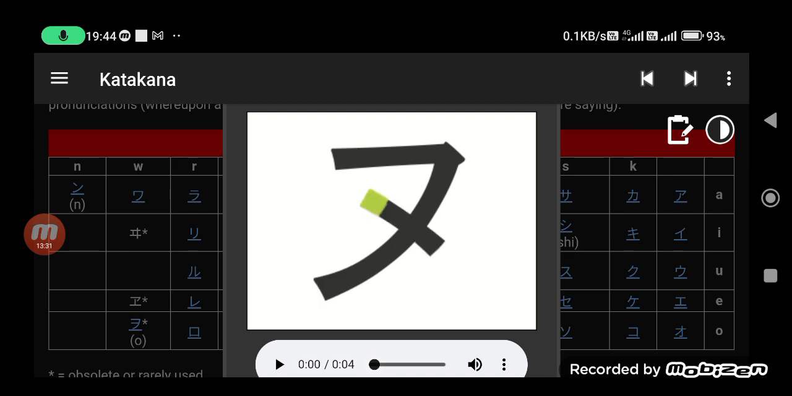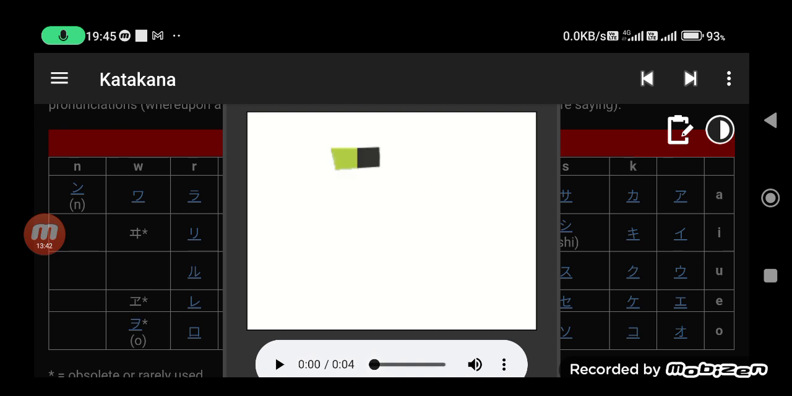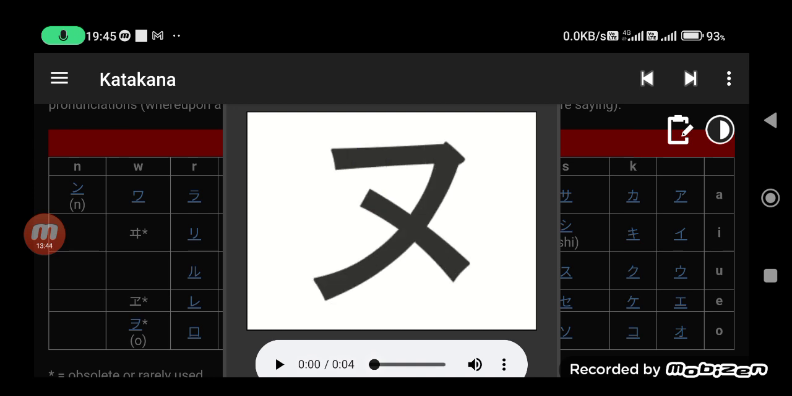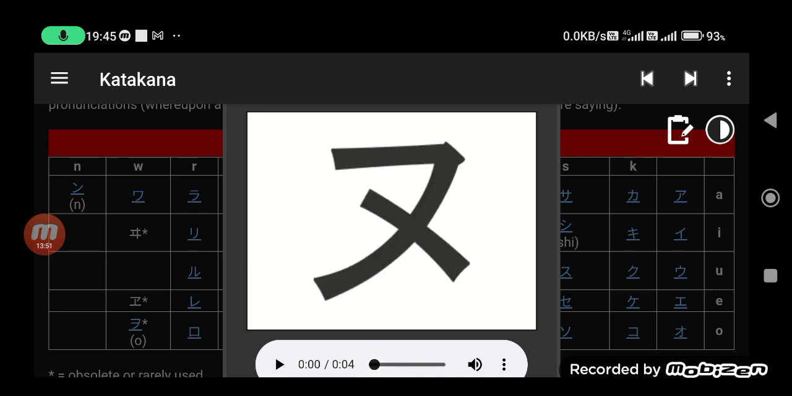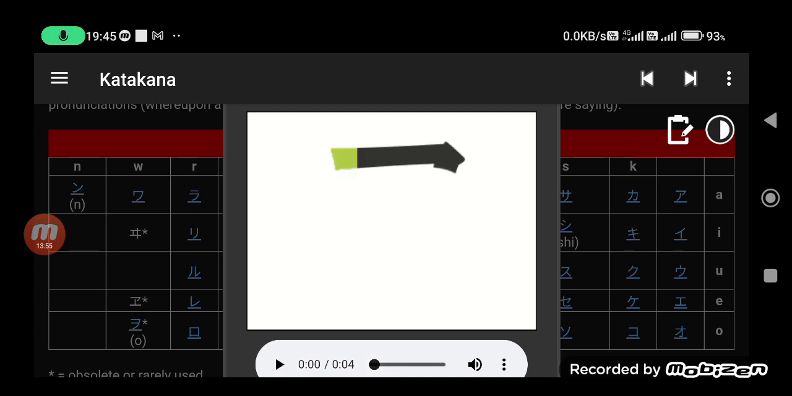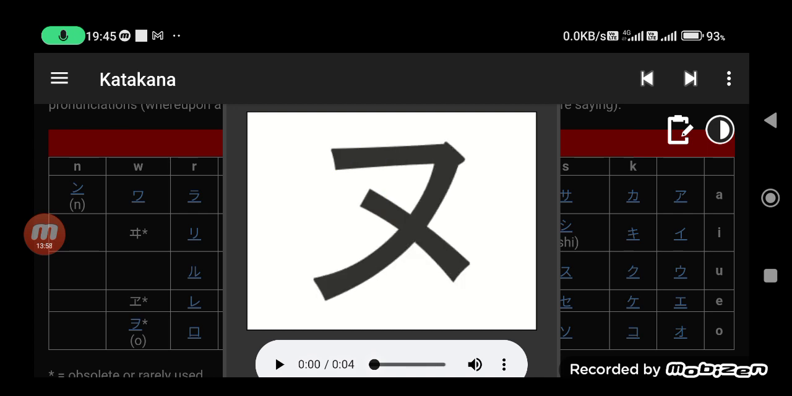Nu, this is nu. Much similar to, just like seeing a number 7. See, almost like a number 7, or almost looks like a mix of 7 and fu. Don't you agree? Again, you start with the top and then the middle. This is nu. Once again for the nu.